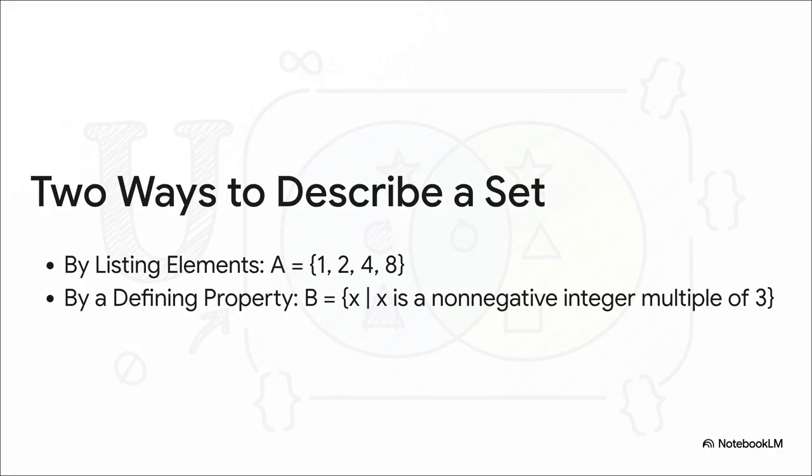Now that notation for set B might look a little scary, but trust me, it's not. It just means B is the set of all numbers x. That vertical bar just means such that x is a multiple of 3, starting from 0. It's just a rule that spits out an endless set for us, 0, 3, 6, 9, and on and on.